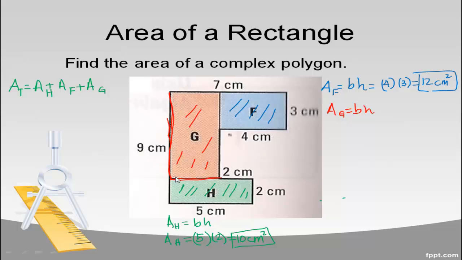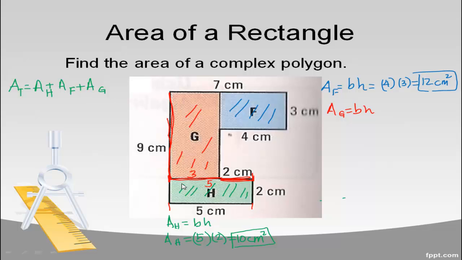Okay. So I know that this here, from here all the way to here, measures 5. So that means that this piece from here all the way to here also measures 5. Now if this piece here measures 2 and the whole thing measures 5, then that means that this measures 3. And now I have the base for the rectangle in this region, G.